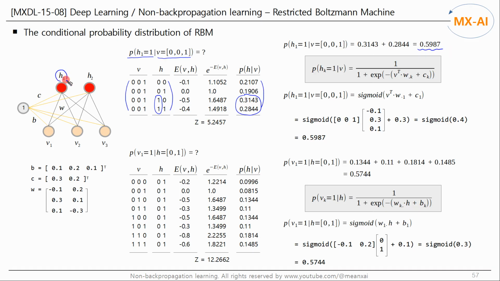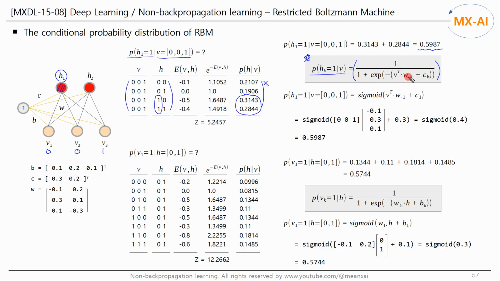This represents the probability that the first neuron in the hidden layer will fire when 0, 0, 1 is input to the visible layer. This conditional probability can be calculated using this formula. This formula allows us to compute this probability directly without having to compute the probabilities on the left. We will derive this formula in the next slide.